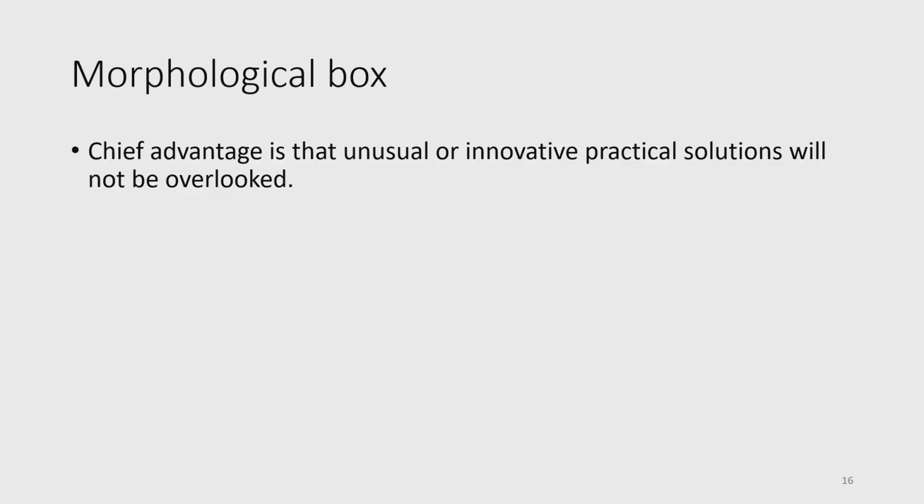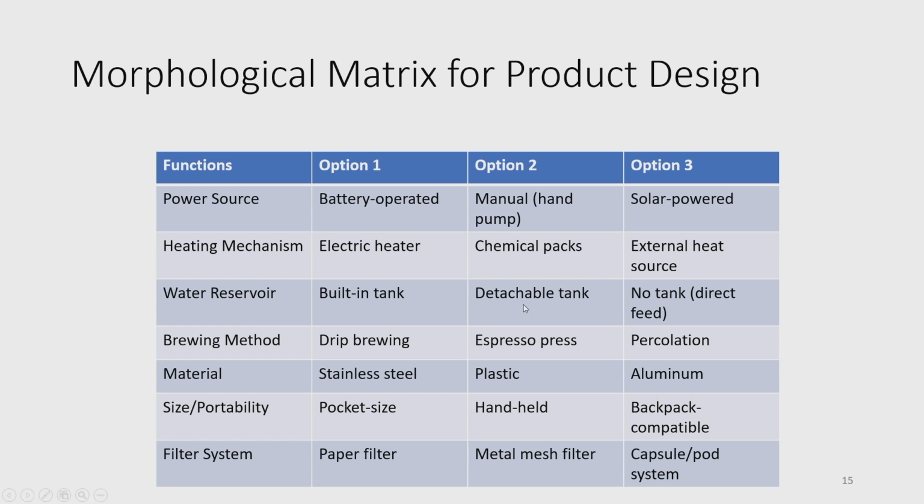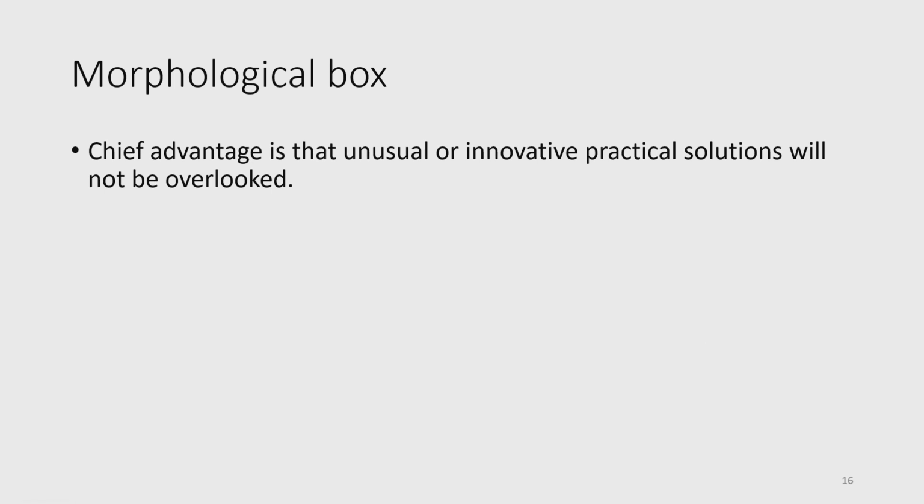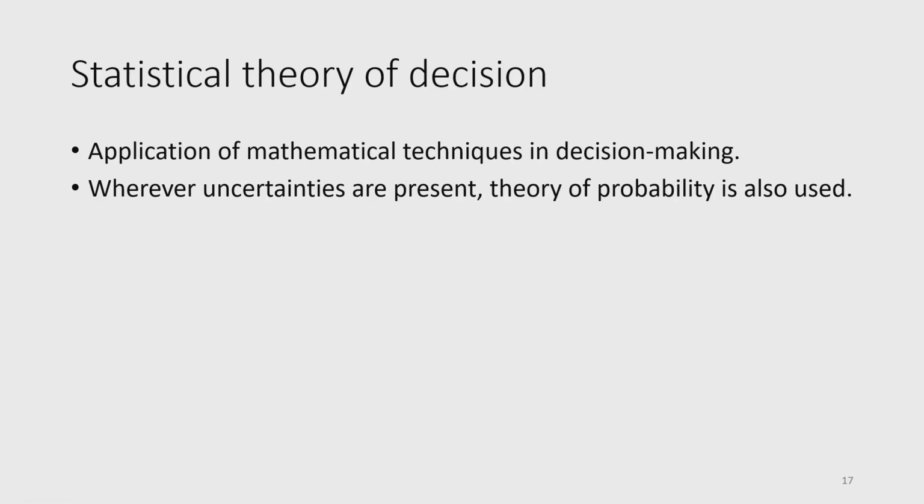In a morphological box, the chief advantage is that unusual or innovative practical solutions will not be overlooked, because I am not only comparing two products, but also considering that suppose there is an elephant and a man, I am not comparing only the elephant versus the man, rather I am also comparing what will happen if the elephant's head is put on top of the man's lower body, and the man's mouth is put on the elephant. That means we are considering various combinations. The power source can be battery operated, but the brewing method may be percolation. These types of things are there, so you will have a lot of innovative options.